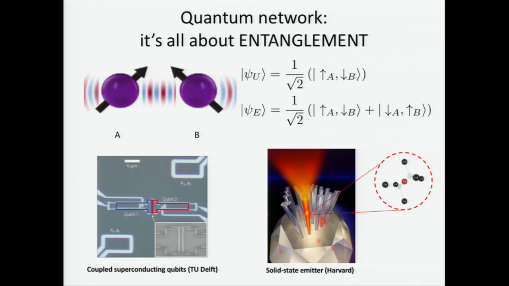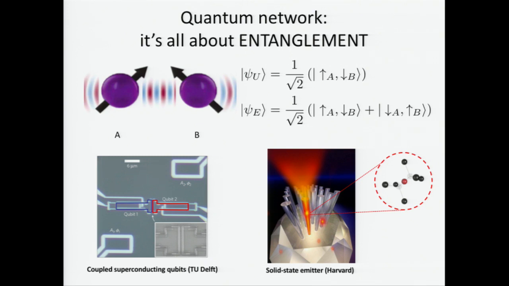The easiest way to build this is to put two qubits right next to each other. For example, if you put electrons just 1 nanometer away, they'll start feeling each other's magnetic field, because the spin will generate a magnetic field. So electron A feels that electron B is there, and B also feels electron A is there. But what if they're very far away, and you want to make them entangled, make them feel each other? That's where the solid state emitter comes in.